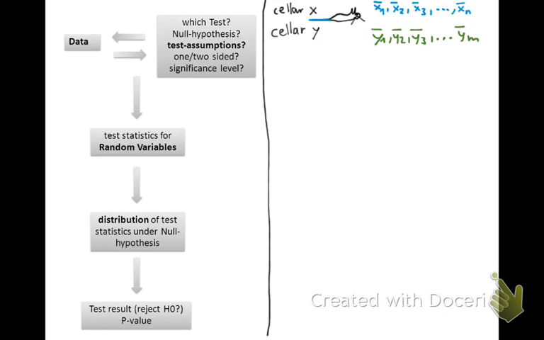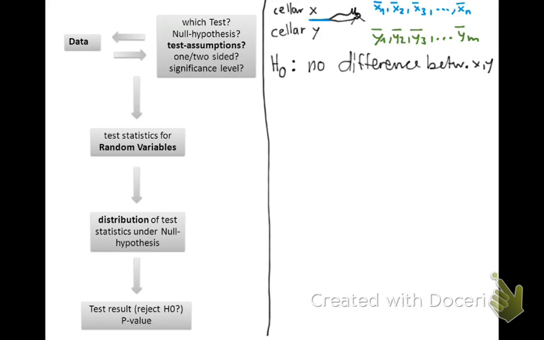So that's our data. Now the null hypothesis says, in general we don't need to specify the test yet, the null hypothesis says no difference between X and Y, between those two cellars.